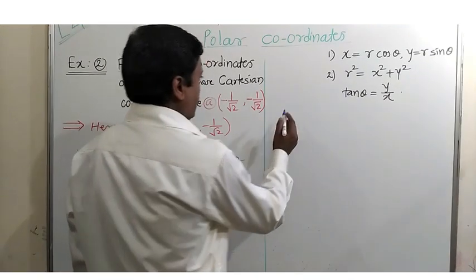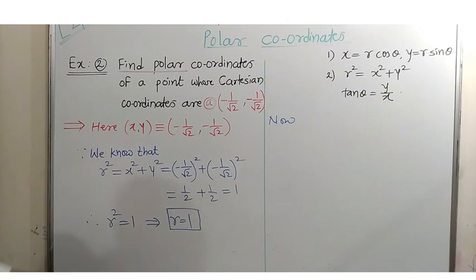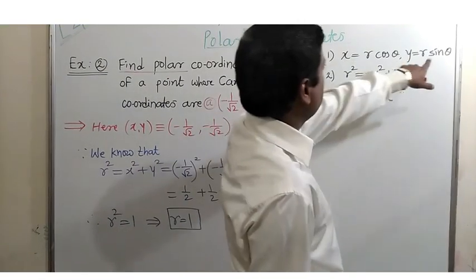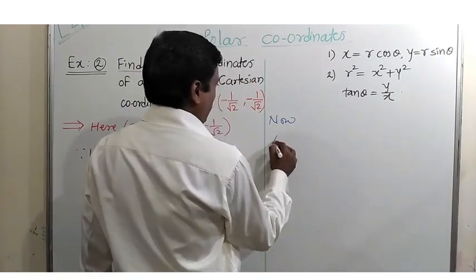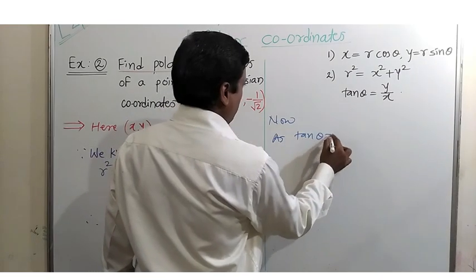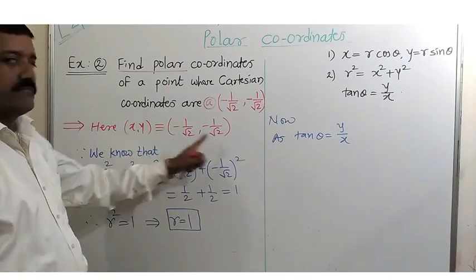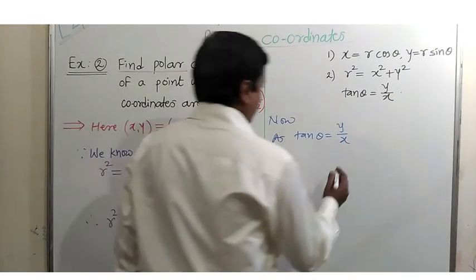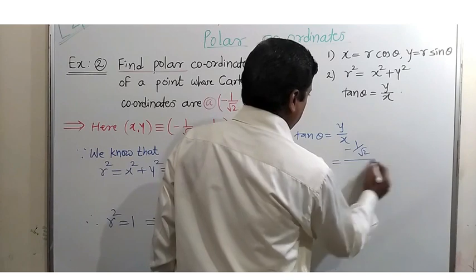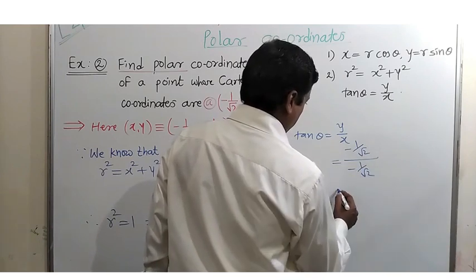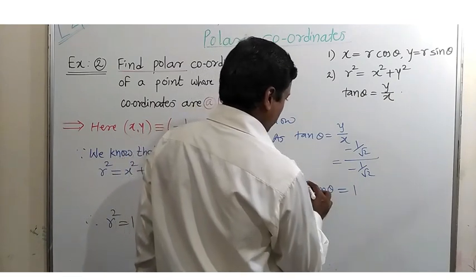Now we have to find the value of theta. Now to find theta, we can use these two formulas to find theta, or we can use also this one. Let us use this. Now tan theta is equal to y upon x. Here both x and y are equal, so here we get y is minus 1 upon root 2 and x is also minus 1 upon root 2. So it is equal to 1. Therefore, tan theta is equal to 1.